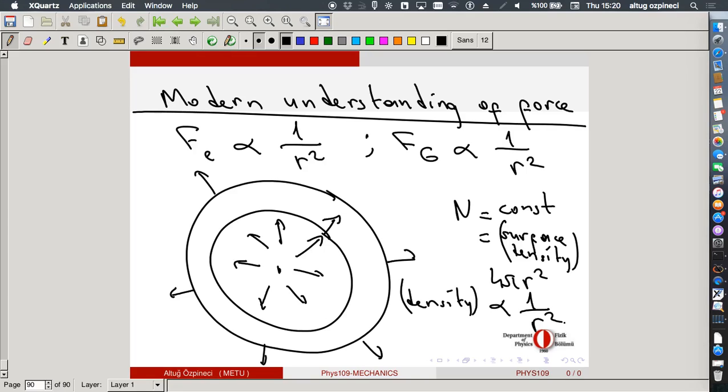Yes? I want you to go back to why density is inversely proportional to r squared. Density is proportional to 1 over r squared because the number of photons doesn't change. The number of photons on this surface is equal to the surface density, that is the number of photons per area, times the area. So this should be constant, so the density has to be 1 over r squared. The total number is constant, it doesn't change.